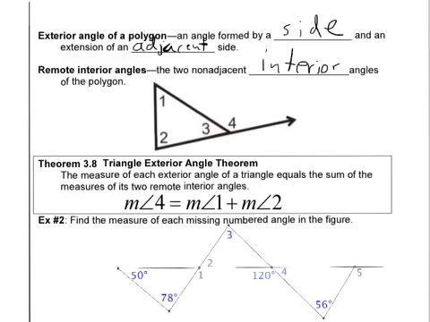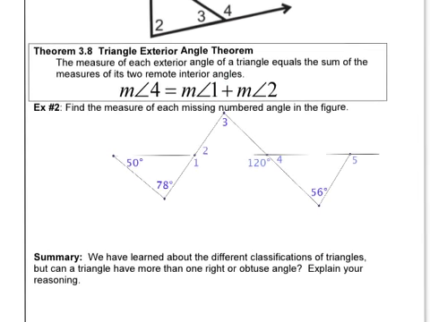are the remote interior. And the theorem says the measure of each exterior angle of a triangle, so angle 4 here, equals the sum of the measure of its two remote interior angles. Here's the two remote interior angles. Okay. So we're going to find the measure of each missing numbered angle in this figure, and we're going to use this theorem, this triangle exterior angle theorem.